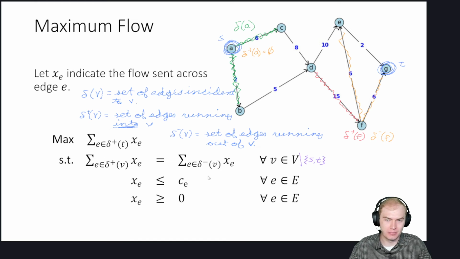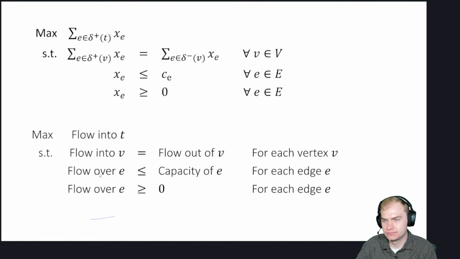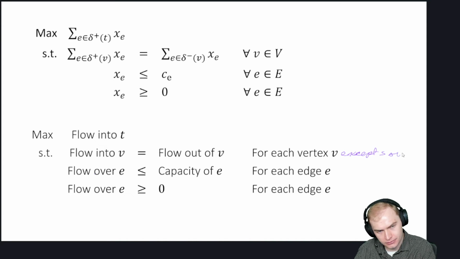There are generalizations of this problem where you might want to let that happen, but the algorithm I'm going to present doesn't allow that. And then we just have that the flow over any edge is less than the capacity of that edge. So let me present that again. We're maximizing the flow into T, for every vertex except S or T, the flow into that vertex equals the flow out. The flow over every edge is less than or equal to the capacity of that edge, and the flow is positive.